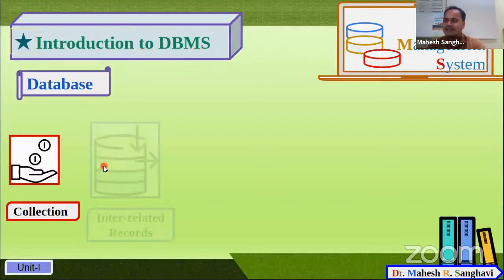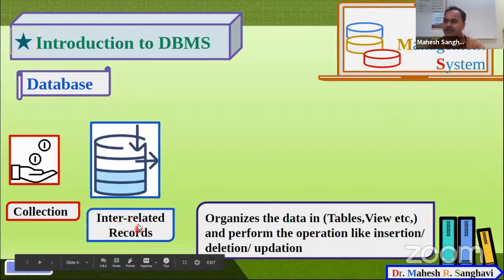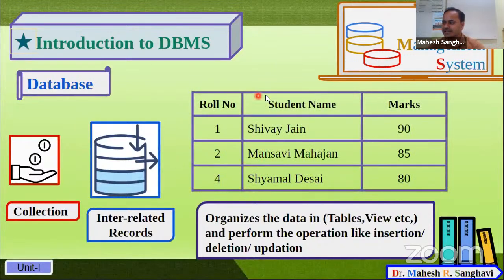So let's look at the definition of database management system. Database is a collection of interrelated records. So you can simply define database as a collection of interrelated records. When we say interrelated records, here is an example of a database, or you can call it a table, and in this table you can observe some important parts.